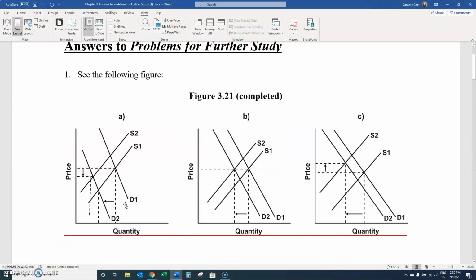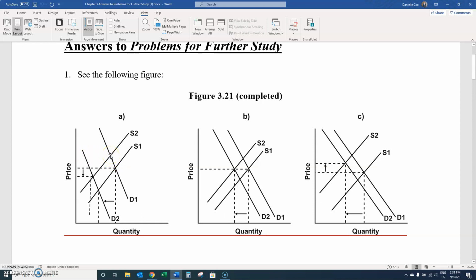Okay, so for the price decrease and quantity traded decrease, we're going to start off with supply 1 and demand 1. So right here would be our original equilibrium. Then imagine that the supply decreases, so that supply curve shifts to the left here. As the supply decreases, that's going to cause the price to increase.